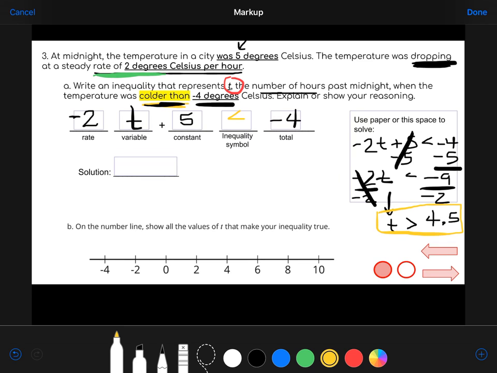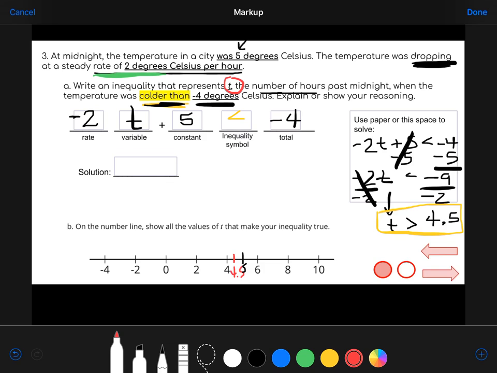So now I'm going to plot that on the graph. I'm going to use the number line to represent this inequality. I know that t is going to be a number that is greater than 4.5. So I'm going to estimate 4.5 is about here. And I know that because in the middle of 4 and 6 would be 5. In the middle of 5 and 4 is 4.5.